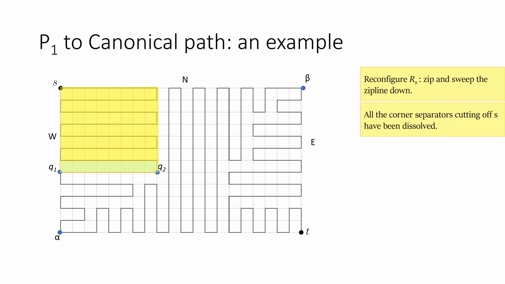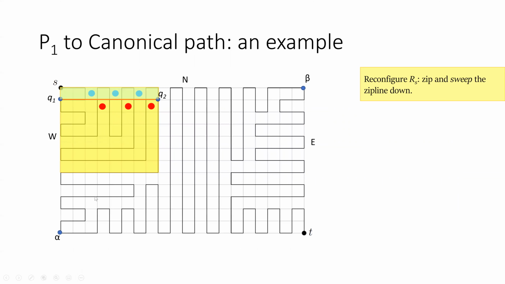And then again, finally, we have a region that contains only west cookies. Please note that because we started with an even number of corner separators, we used the horizontal zip line and swept down. But if we had an odd number of corner separators, we would start with a vertical sweep line here on column 1, and we would sweep to the right.